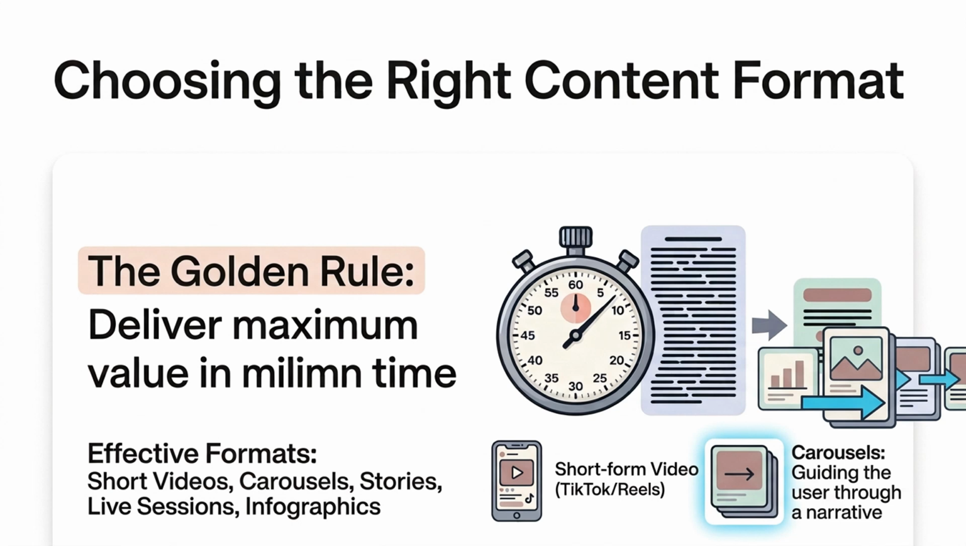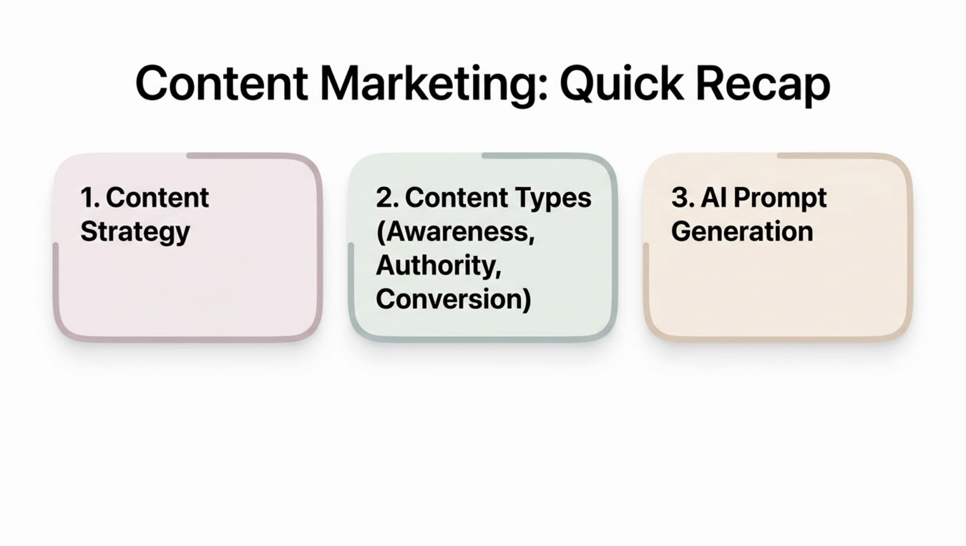Picking right up from our previous session, let us quickly recall the foundation we built around content marketing. We covered the overarching content strategy, the three main types of content, awareness, authority, and conversion, and how to generate that content using basic and premium AI prompts. It is crucial to have these concepts firmly in place before we move forward.